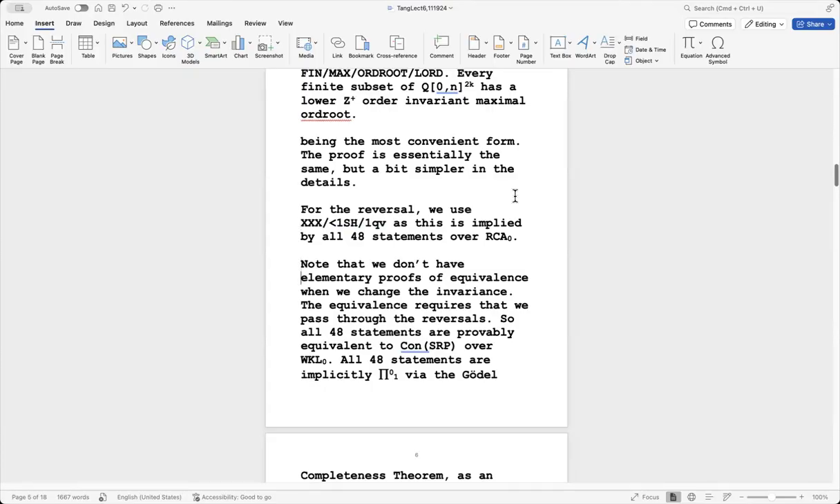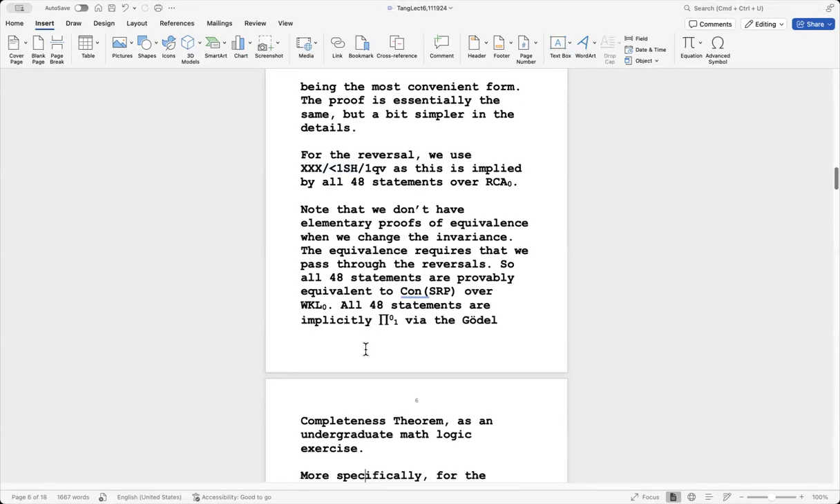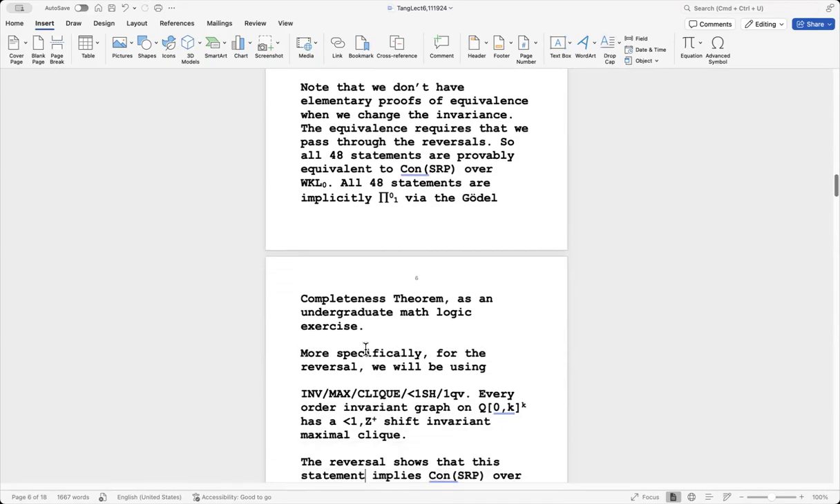We don't have, of course, elementary proofs of equivalence when you change the invariance, as I said. But this is the weakest invariance. So all 48 statements are provably equivalent to con SRP over WKL naught. All 48 statements, incidentally, are implicitly pi01 via the Gödel completeness theorem. And that's a nice undergraduate math logic exercise.